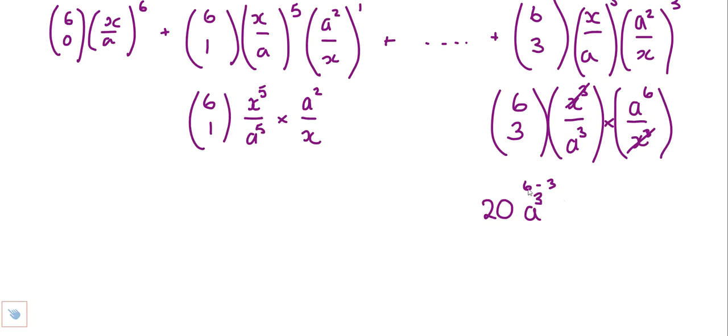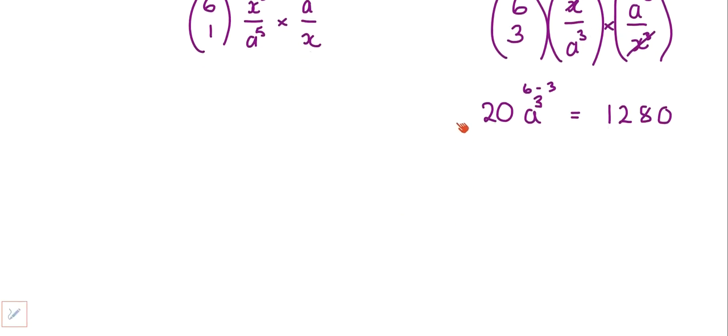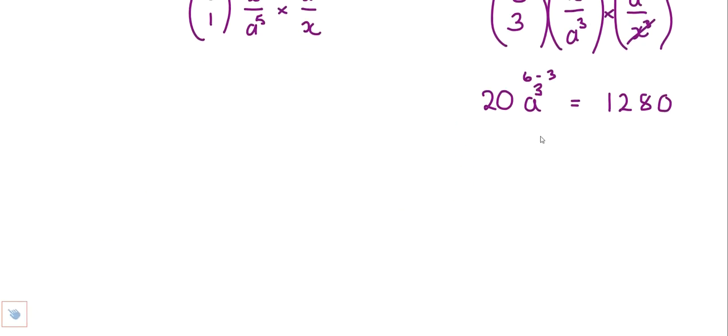Now what I need is what that equals, and I'm told that that equals 1280. Alright. So now it's just a case of finding a. So divide through by 20, I get a to the power of 3 equals 64. If I find the cube roots, I get a equals 4.